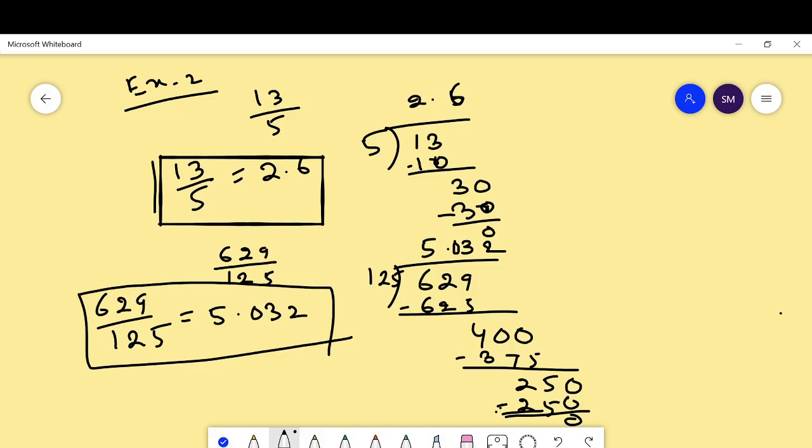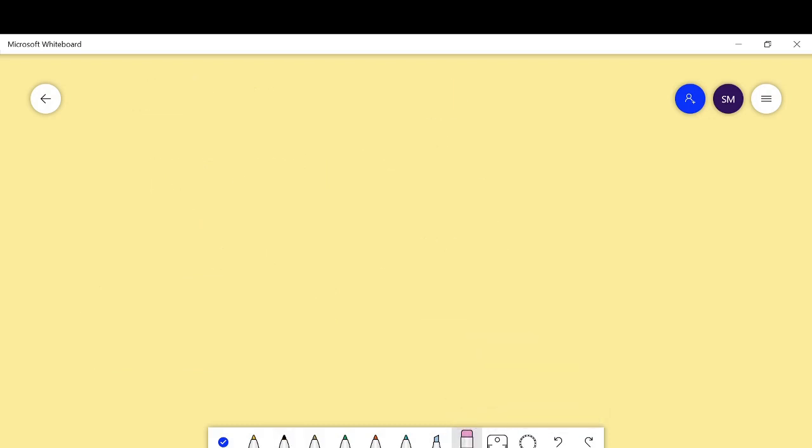Okay. Then another question. Here these are all terminating decimal numbers. We can convert them into decimal form. This is terminating. We can find a fixed decimal number. Think about non-terminating decimal numbers. Here suppose 1 upon 3 is given. Convert it into decimal form.